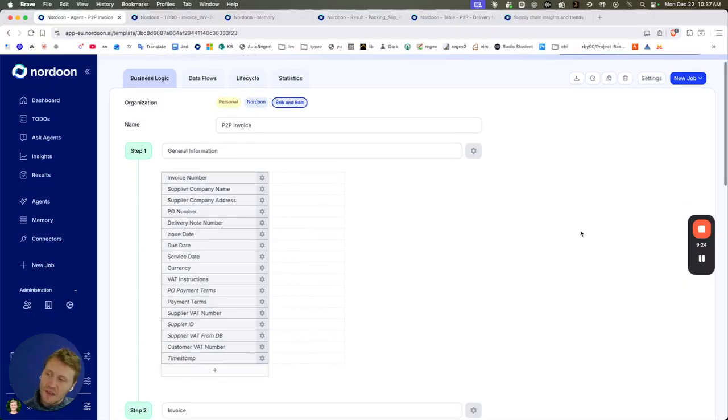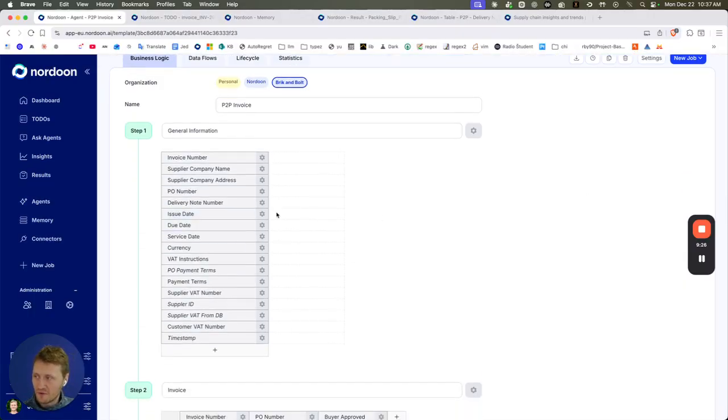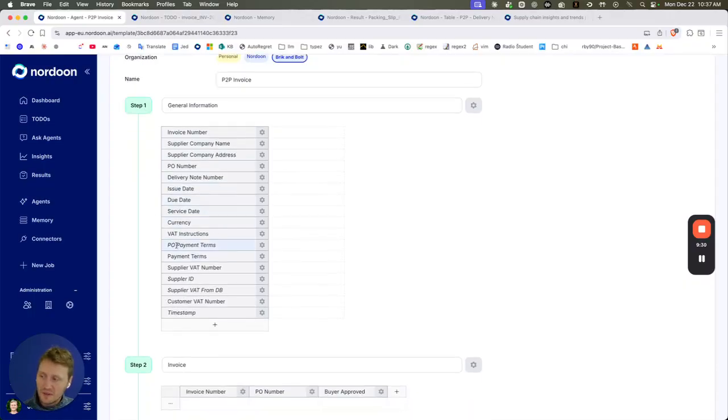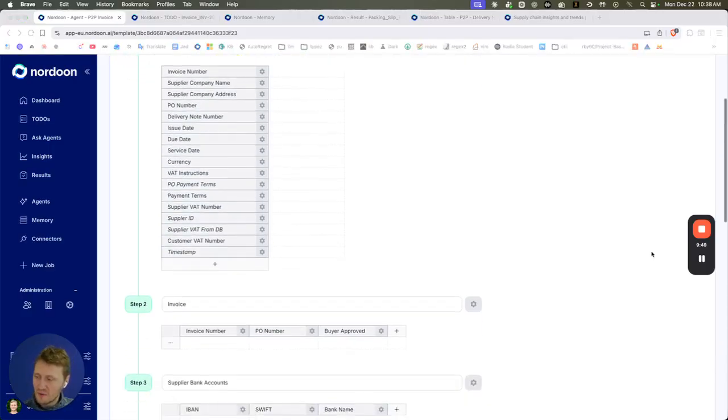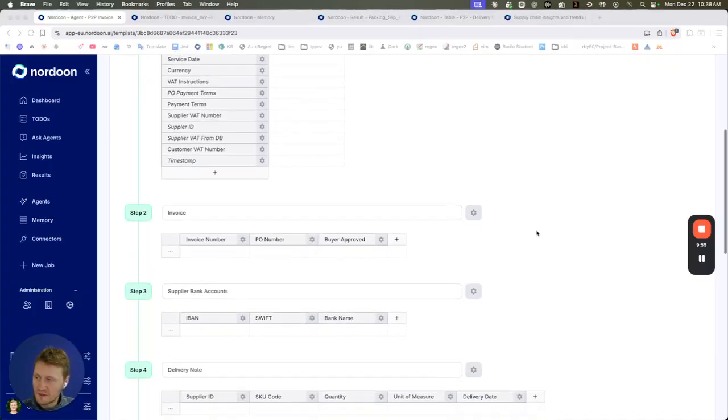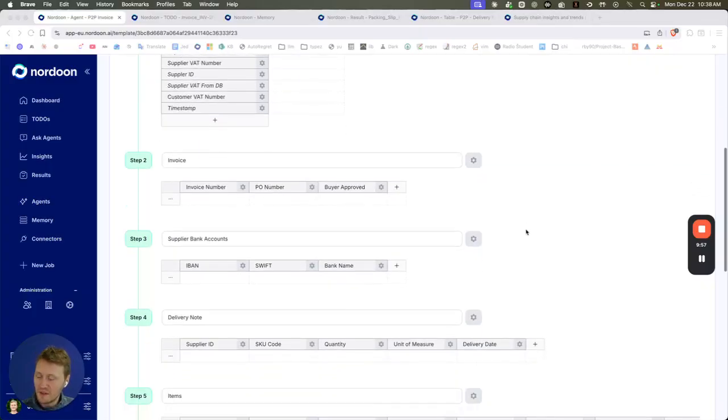So we have general information that involves supplier information, but it also brings in what the purchase order number is, what the payment terms are on the purchase order, what the payment terms are on the invoice, and what the VAT numbers are. Then we also bring in a check if this invoice has already been processed. So look at our internal records for this particular invoice.